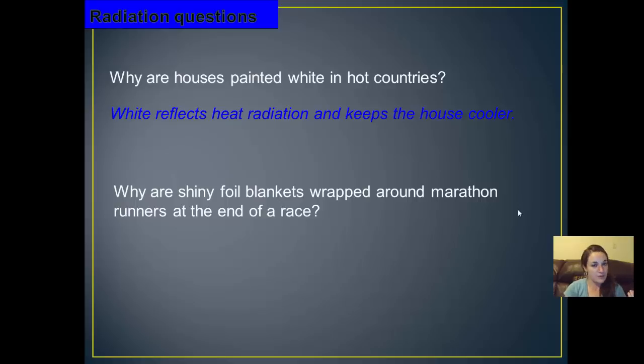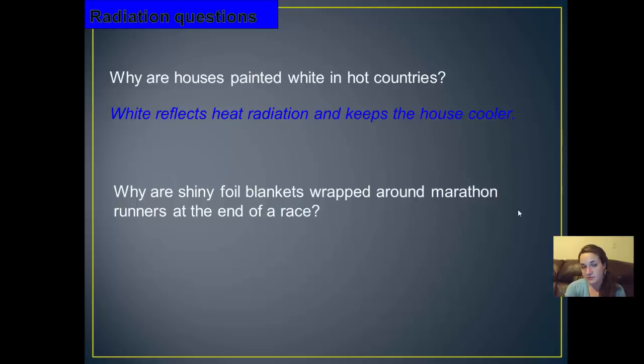So when you were coming up with ways to keep your houses cooler for your overcycle, one way could have been for it to be white. So this is going to reflect the heat back and keep that house cooler. And the last question is, why are shiny foil blankets wrapped around marathon runners at the end of a race? So if you've ever seen a marathon, when the people are done, they drape them in these shiny foil blankets.